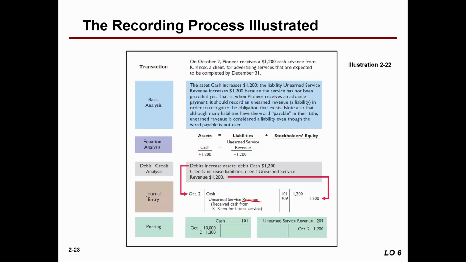Whenever you see the word unearned in the name of an account, or the word payable like we saw in the previous transaction, those are indicating the accounts are liability type, indicating we owe something. In this case, we owe $1,200 worth of services to our client because we haven't finished the work. It's going to be finished in a few months from now. In the meantime, we owe something. So here is a liability account being increased, we learned, with a credit. And you can see the posting down here.